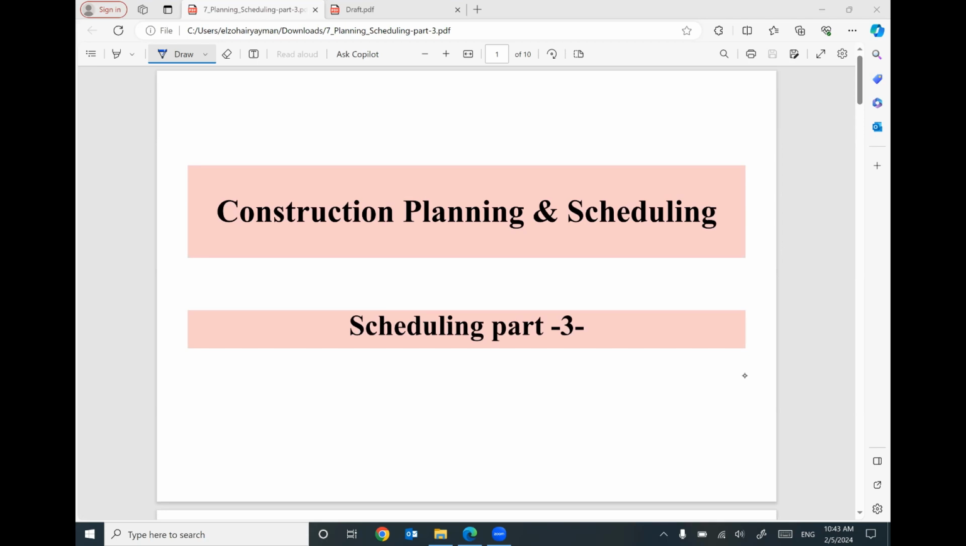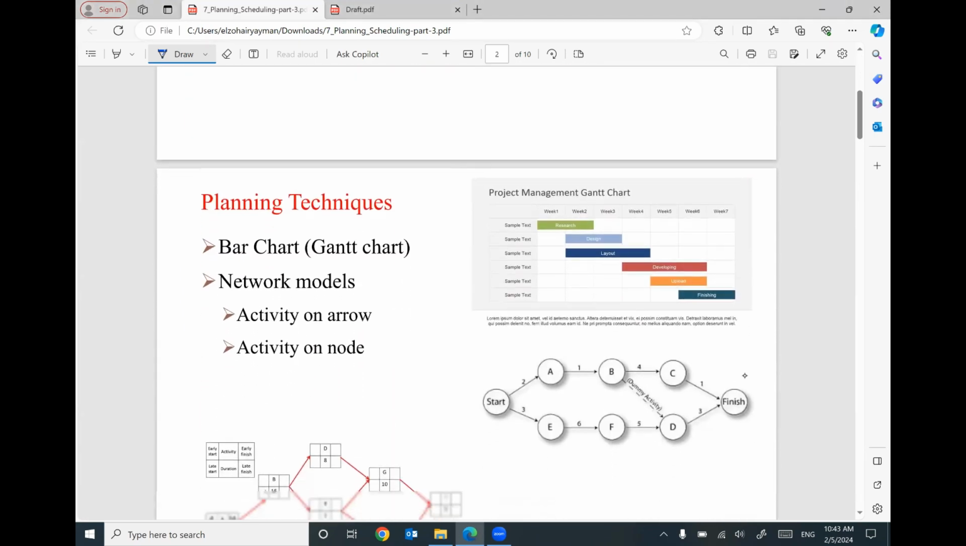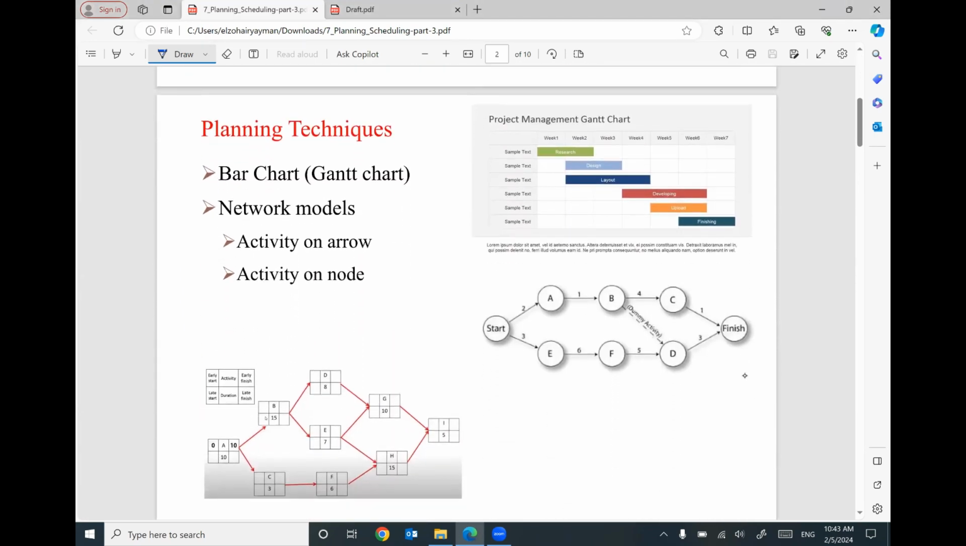I will continue the topic of scheduling in the course of construction planning and scheduling. Previously, in this course, we covered different techniques for planning. I covered bar chart, network models, activity on arrow, activity on node. Also, I covered how to do scheduling for the project, how to set up the timeline for the project using activity on node. In this video, I will set up this schedule using activity on arrow.